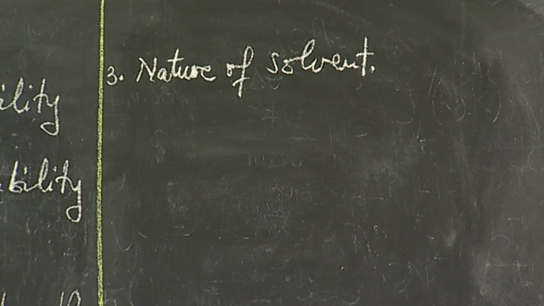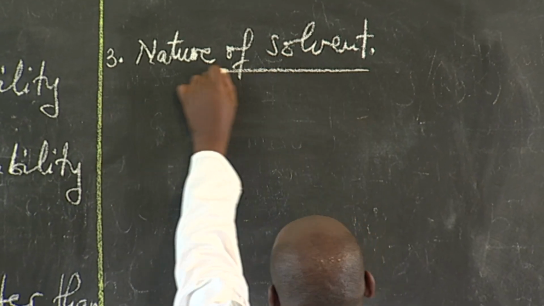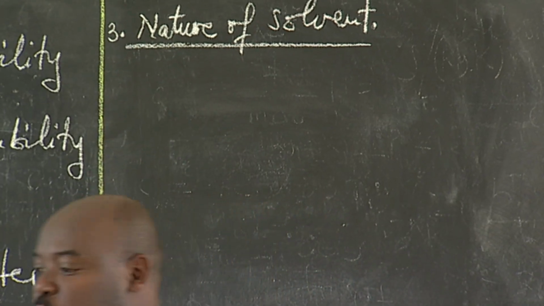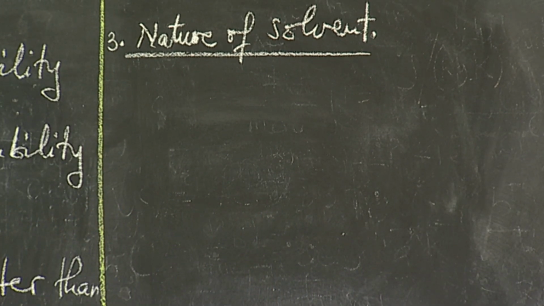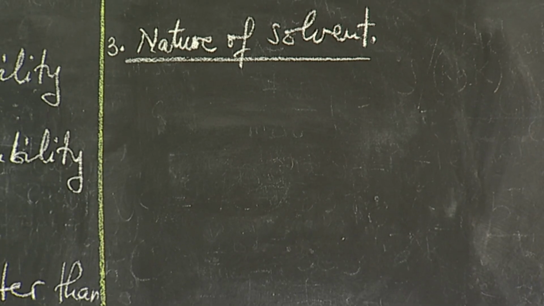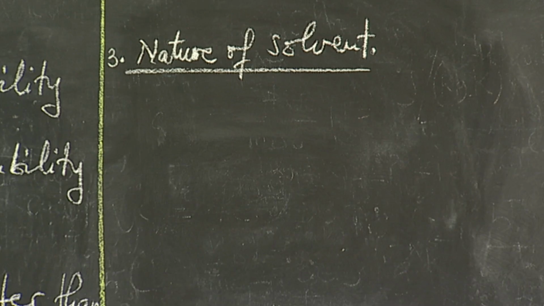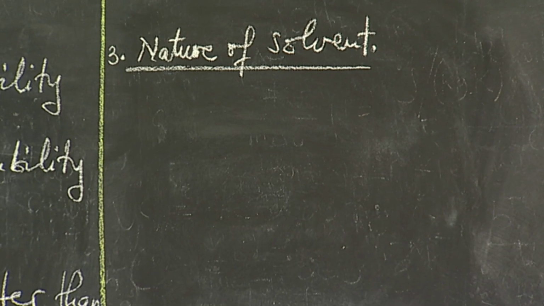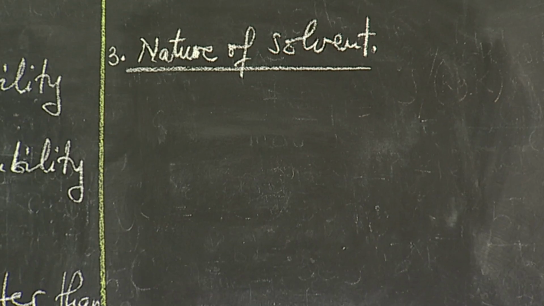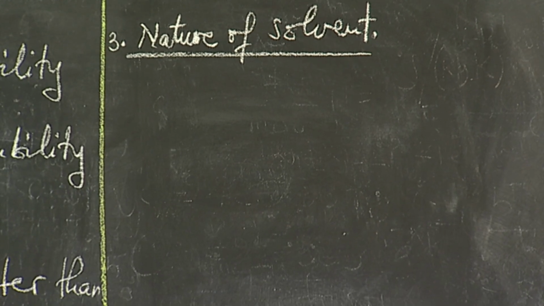The third factor is nature of solvent. How does the nature of solvent affect solubility of salts? We have different types of solvents. We have explained that when we were studying the ionic bonding and covalent bonding and comparing the physical properties of ionic compounds and those of covalent compounds.